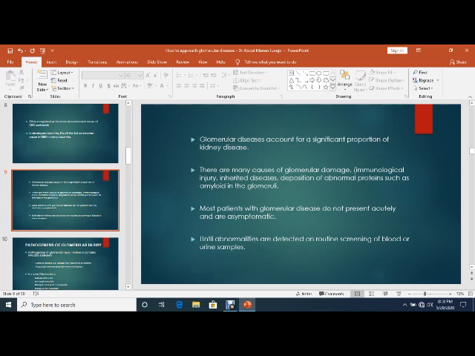There are many causes of glomerular disease that are related to immunological and non-immunological causes, inherited disease, and deposition of proteins such as amyloid in the glomeruli. Most patients with glomerular disease do not present acutely and are asymptomatic. But routinely, if you do the urine analysis that shows proteinuria or hematuria, we must suspect this patient is suffering from glomerular disease.